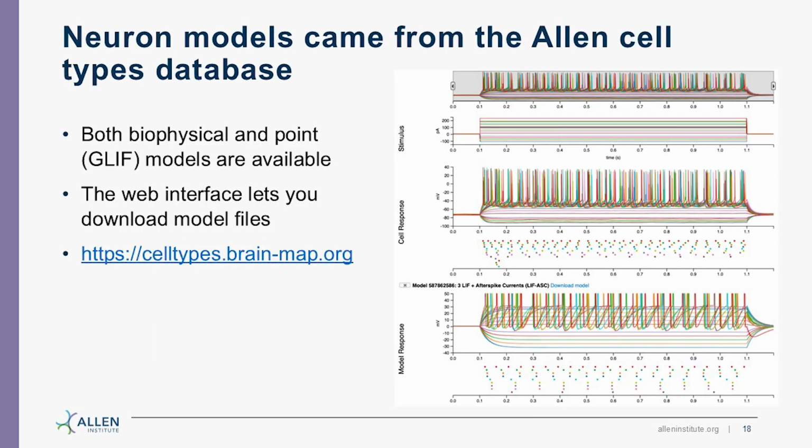Okay. So like the other tutorials, all of our individual cell models come from the Allen Cell Types Database at this link here. Hopefully you've all had a time to explore this by now and play around a little bit. But that's where we're getting all of our individual cell models that go into the larger scale network model.